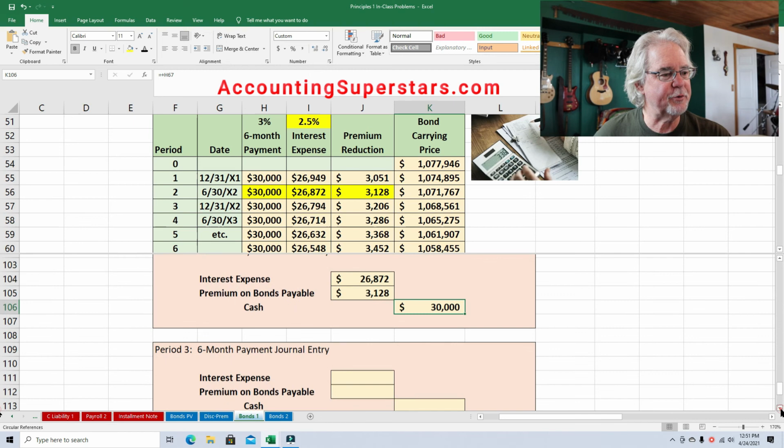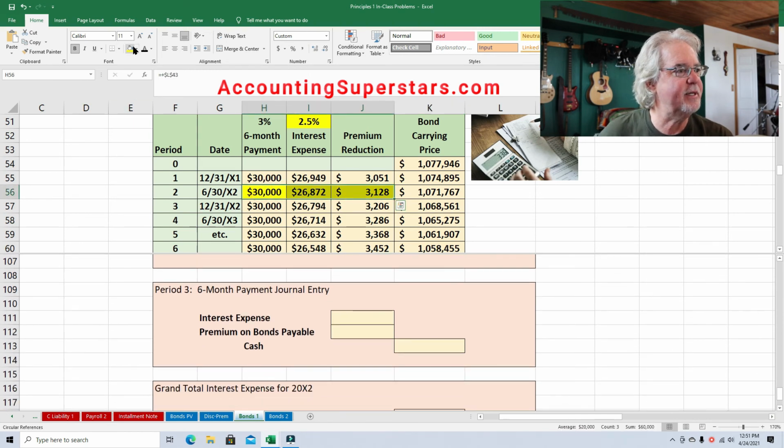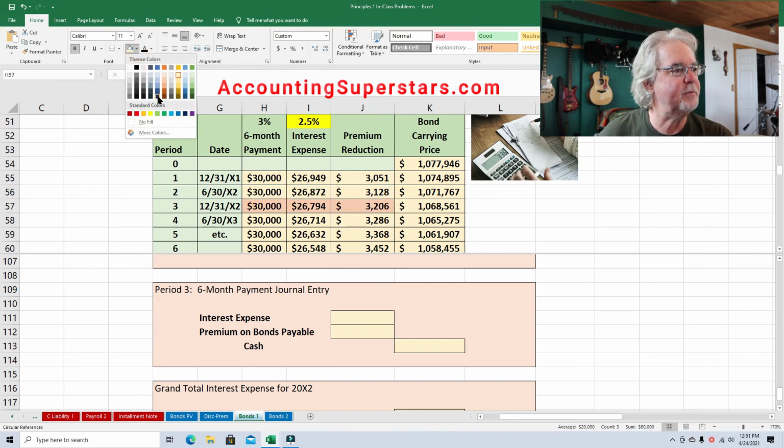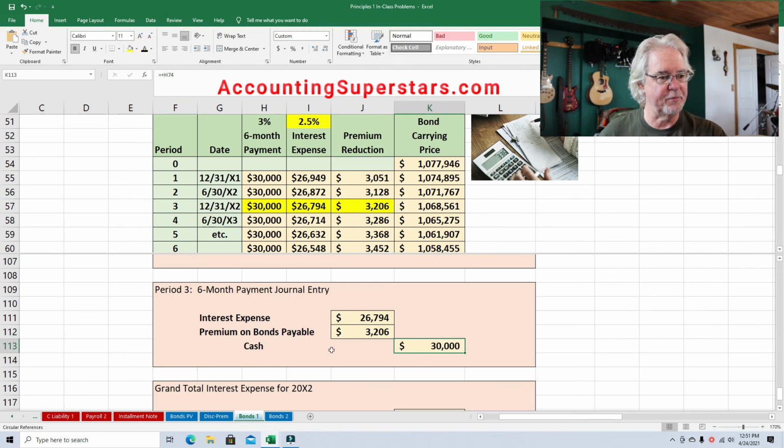Well, let's do the journal entry for period number 3. Again, easy. It doesn't require any thinking, no calculating, all the hard work is done. And it wasn't that hard of work to begin with. So here we go. Interest expense, take it right off the chart, $26,794. Premium on bonds payable, $3206, and cash is $30,000. There you go. So, folks, that is how you do this.